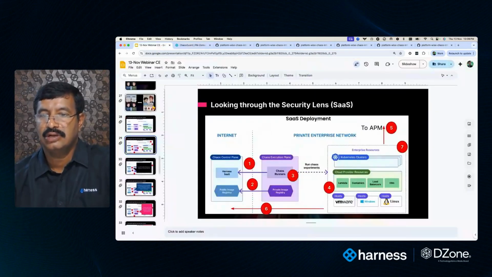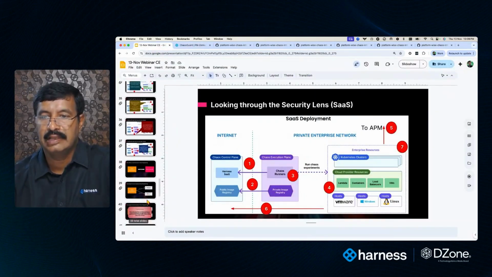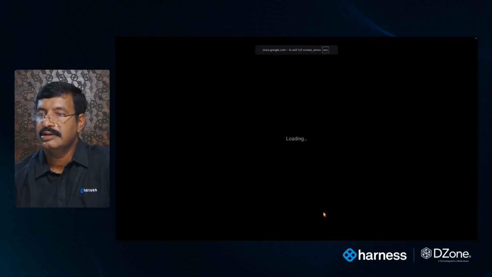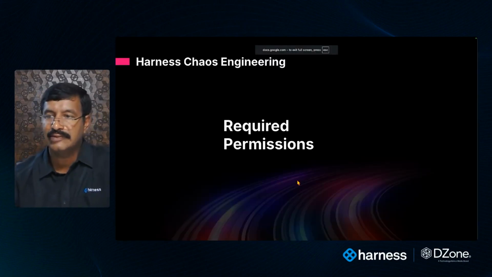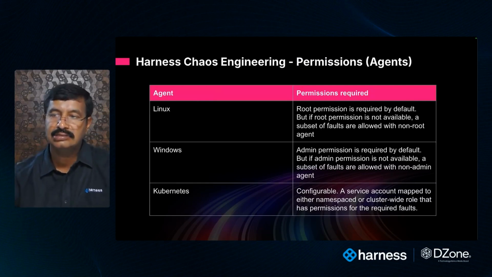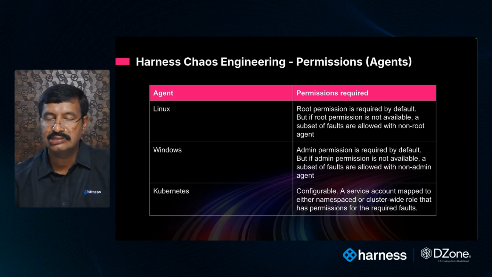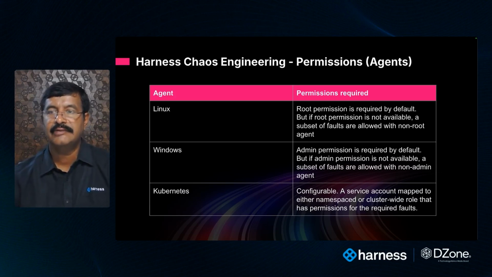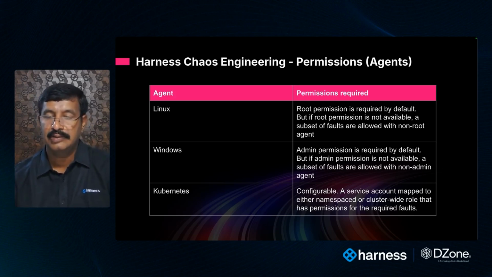And then there's a lot of documentation available with the product, where detailed information is available about required permissions. I'll quickly go through it. We do offer the capability to run certain types of experiments even if you don't have root permissions. And even for Kubernetes, if you don't want to provide elevated permissions, you can still do with whatever is available. It is basically configurable. That's why we don't enforce stronger permission requirements. If you don't have it, you don't need to do it.